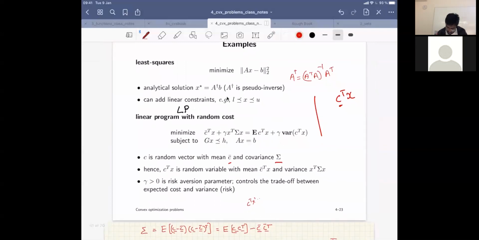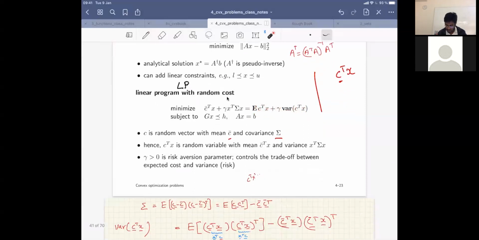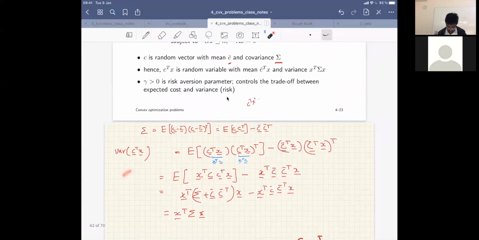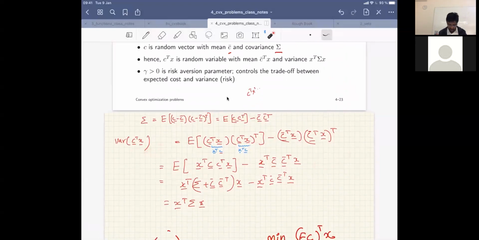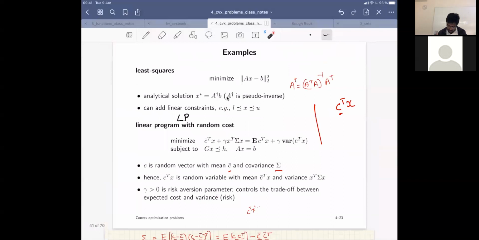So that's what we are doing here. The expected value of C, this is the simplest form, plus gamma times the variance of C transpose X. This is the expected value of C transpose X. X is a constant here because it's deterministic, so it will not affect the expectation. Then the variance of C transpose X. What will that be? You can find this, it is very simple, from your bachelor's. That will be X transpose sigma X.